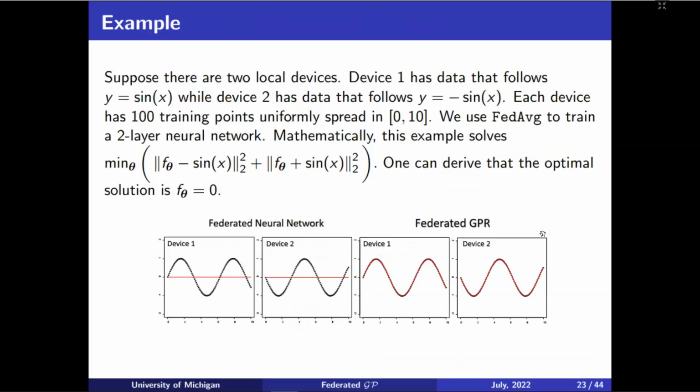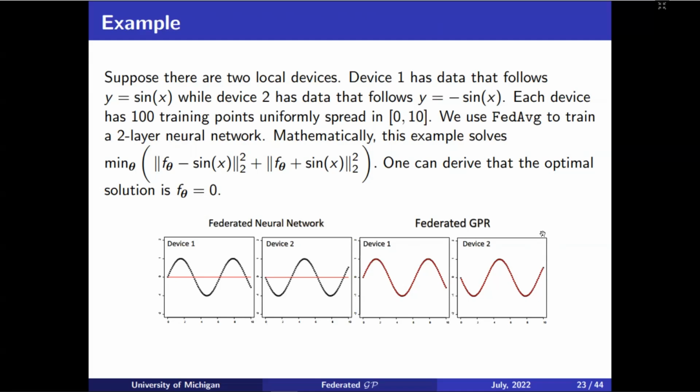Here, let me provide some simple examples. Let's suppose device 1 has data that follows y equals sine x, while device 2 has data that follows y equals negative sine x. And let's suppose each device has 100 training points uniformly spread within 0 and 10.